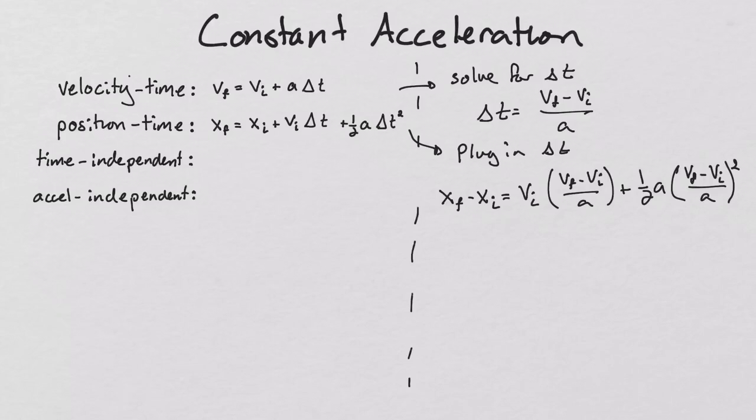So now we will do some algebra in order to make this into a simpler form. First, I will replace this final position minus the initial position with the change in position delta x. Second, I'm going to distribute the initial velocity into the parentheses for this term, and I'm going to FOIL out the second expression squared.